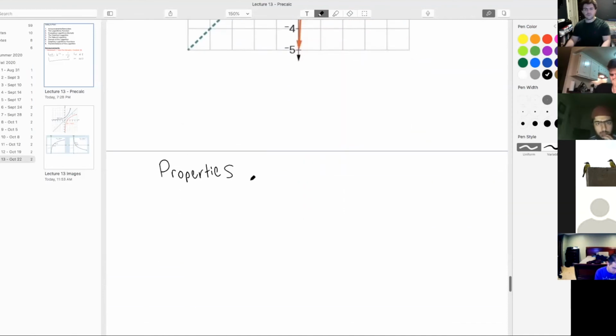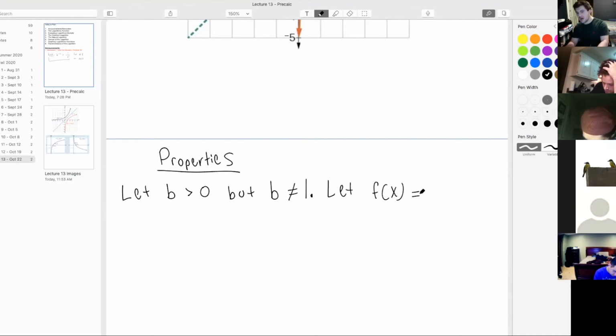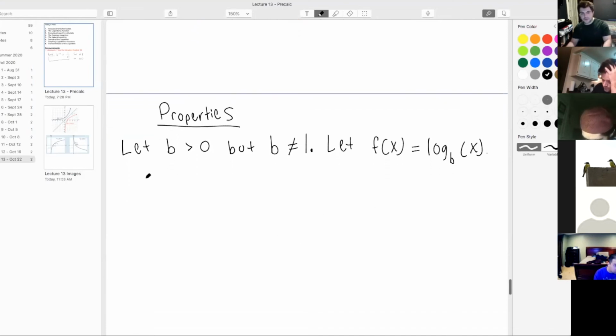All right. So I'm just going to list a bunch of properties of the function and its graph. Okay. All right. So just as usual, to set up the notation, let b be strictly greater than 0, but not 1. And we're going to let f of x be log base b of x. All right, so here are the properties.